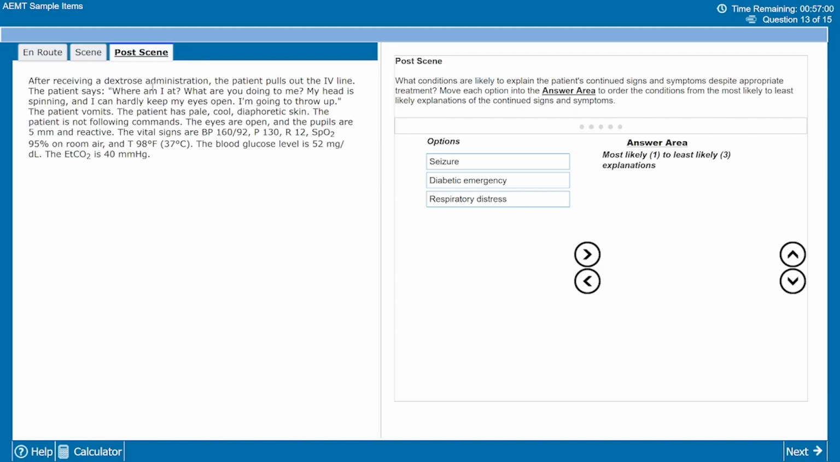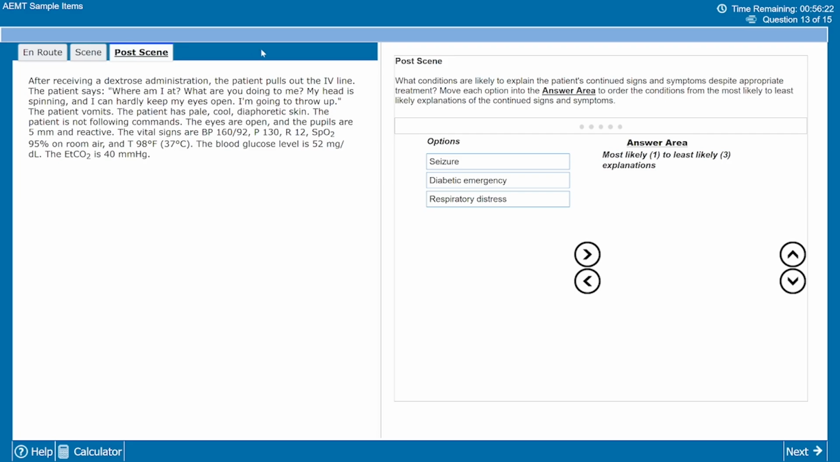Okay, so after receiving a dextrose administration, the patient pulls out the IV line. The patient says, "Where am I at? Why are you doing this to me? My head is spinning and I can hardly keep my eyes open. I'm going to throw up." The patient vomits. The patient has pale, cool, diaphoretic skin. The patient is not following commands. The eyes are open and the pupils are 5 millimeters and reactive. The vital signs are BP 160/92, pulse 130, respiratory rate 12, saturating at 95% on room air, temperature 98, the blood glucose is 52, and the EtCO2 is at 40 millimeters of mercury.